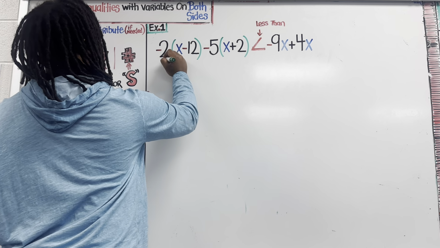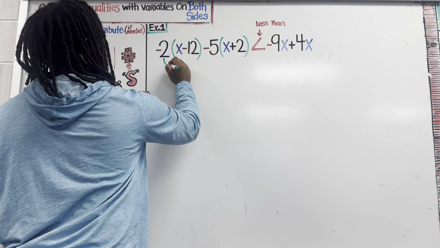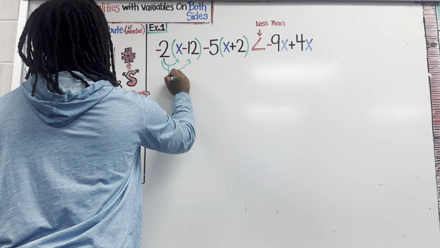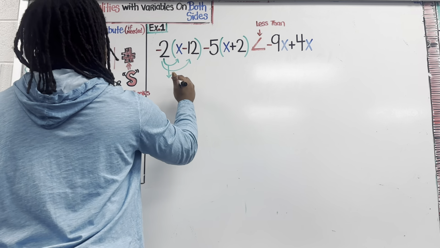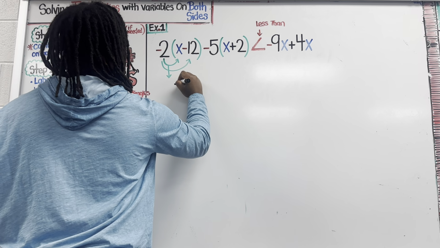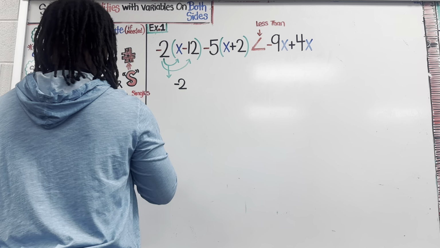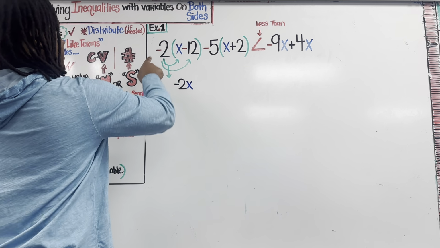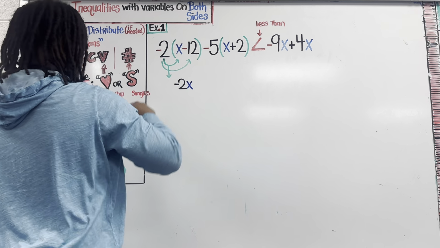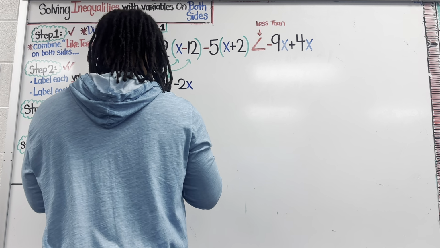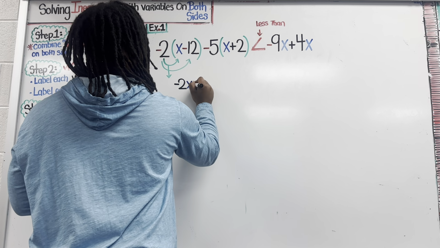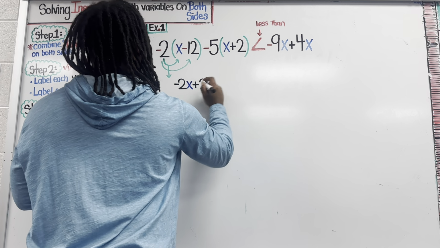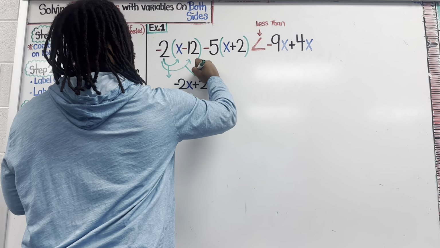I have -2 times x, and -2 times -12. So -2 times x is -2x. And then -2 times -12 is a positive, it's a positive 24.